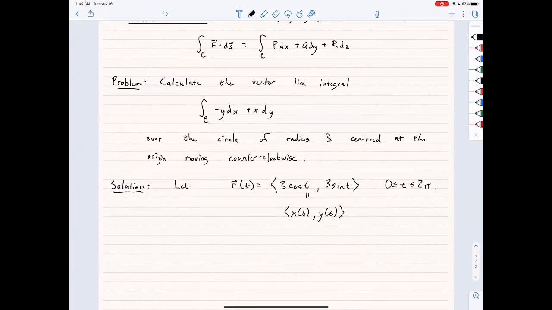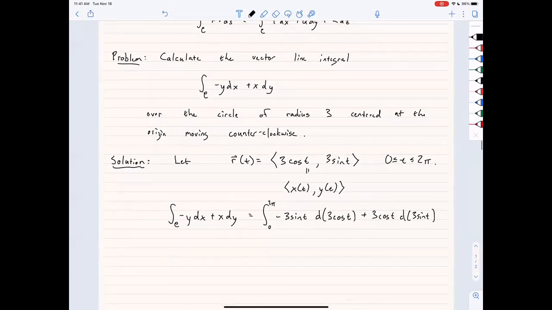So then we'll have that the integral over C of minus y dx plus x dy is equal to the integral. We'll use our bounds of integration, our bounds for the parametrization, I should say. I've got a negative y, so that's -3 sine of t, dx, and I'll write it out, d of 3 times cosine of t, plus x, which is 3 cosine of t, times dy, which is 3 sine of t. And then I've got a dt here. Well, I don't have a dt, I'm sorry, and these dt's will come out of this expression here.